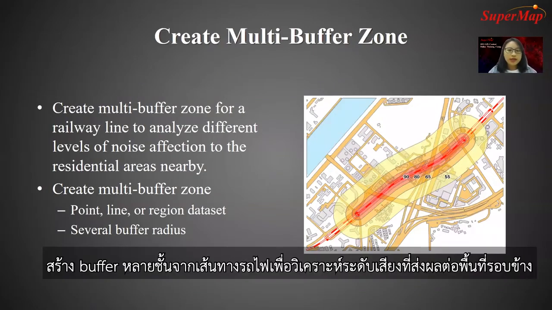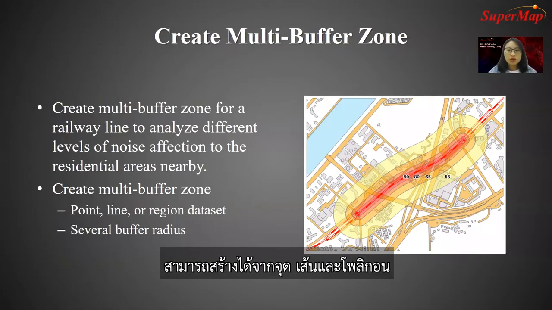Just like we can create a multi-buffer zone for a railway line to analyze different levels of noise effect on the residential areas nearby. The multiple buffer function can also be used for point datasets, line datasets, and region datasets.